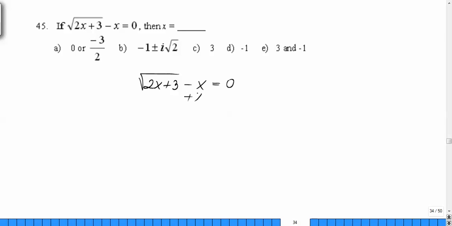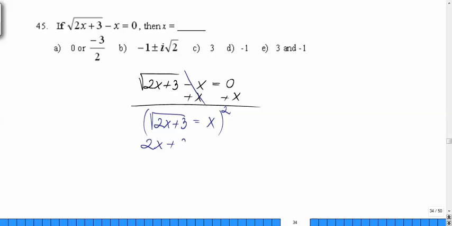Which means I'm gonna add x to both sides. This way I will have only the radical expression on the left, square root of 2x plus 3 equals, right, because minus x plus x are canceling out, 0 plus x, x. Because I have a radical expression and I don't like it, I'm gonna square everything, because when I'm squaring the radical expression, the radical will disappear. Square root of 2x plus 3, everything squared, will be just 2x plus 3 equals x squared.